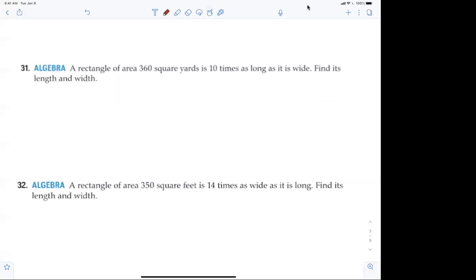It says a rectangle has an area of 30 square yards. And it's 10 times as long as it is wide. Find the length and width. Someone.